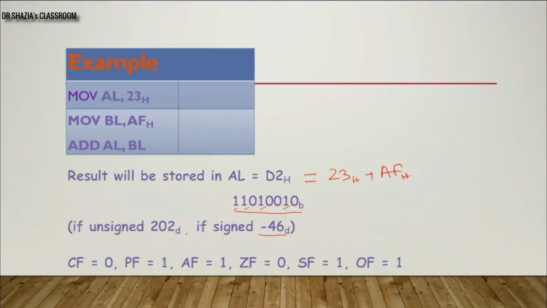Next, the flag which we are going to look into is your auxiliary carry flag. Auxiliary carry is basically generated if, while adding the lower nibble, that is when we have added 3 with F, it generates a carry for the higher nibble, then the auxiliary carry flag will be set. So we can see that when we added 3 with F, we have generated a carry for the next higher significant digit. So the auxiliary carry flag will be high in this case.